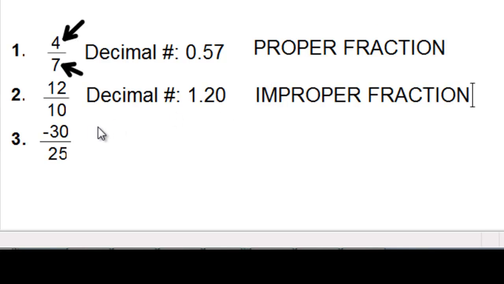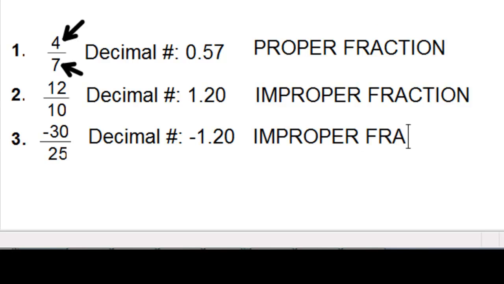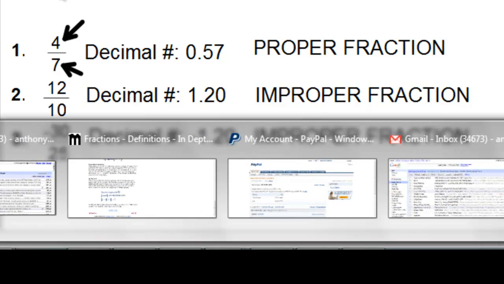And in C, as a decimal number, we go -30 divided by 25. And we get 1.20. Now, this is an improper fraction because 30 is greater than 25. Forget the negative sign. And that's how you do these.